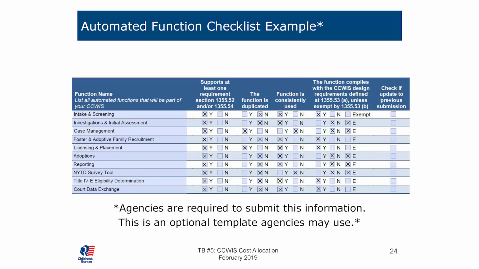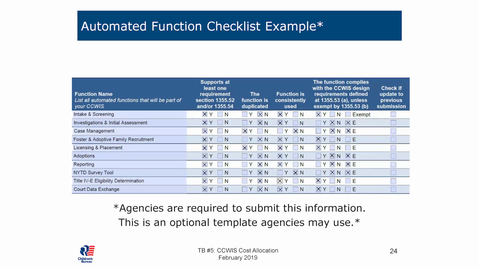For this presentation, we will walk through an example of cost allocation for a standalone CCWIS. This example will look familiar to you if you have reviewed the technical bulletin. On this slide, we have a partial automated function checklist for a standalone CCWIS. For simplicity, we have listed just the first page of the checklist with 10 automated functions. We note that this is the optional template ACF has provided in an information memorandum listed at the end of this presentation. Although all agencies implementing a CCWIS project are required to submit the information presented in the template, agencies may design their own automated function checklist.